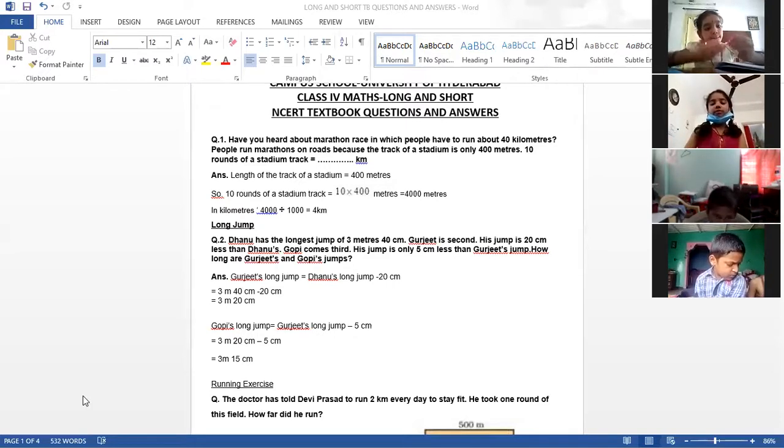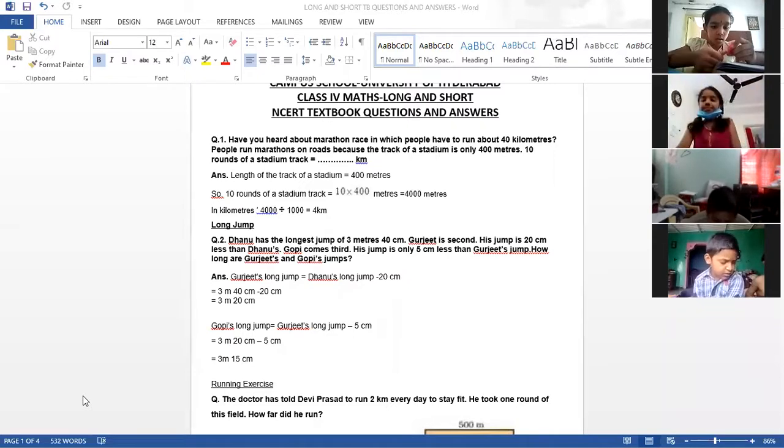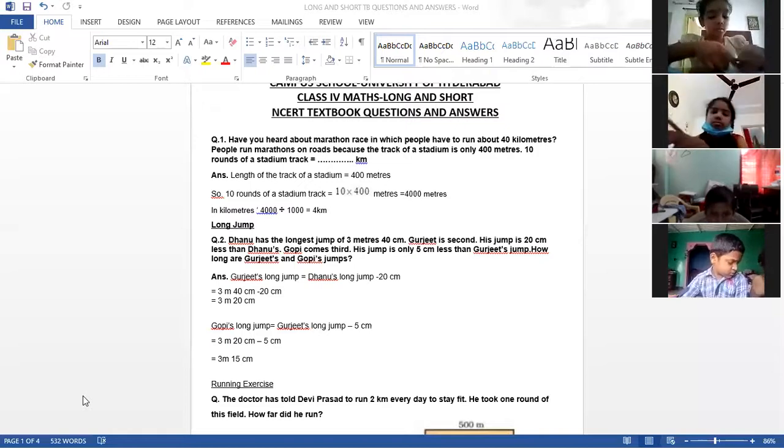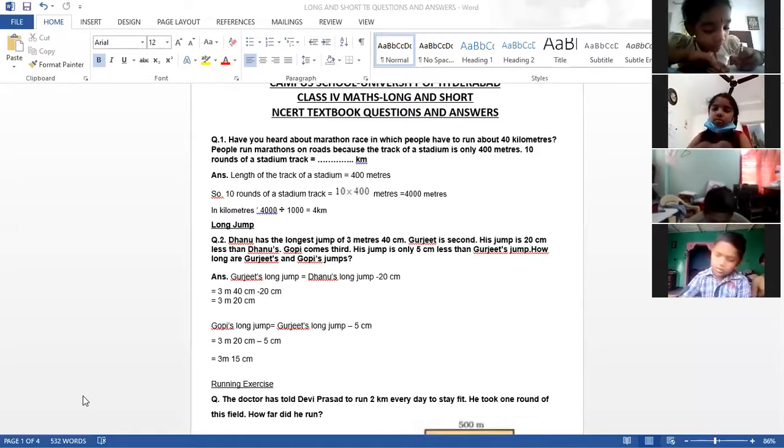Have you heard about the marathon race in which people have to run about 40 kilometers? People run a marathon on roads because the track of the stadium is only 400 meters. Ten rounds of a stadium track equal how many kilometers? You might have seen a 40K run, a 2K run. They run on the roads, not in the stadium, because the stadium is very small.